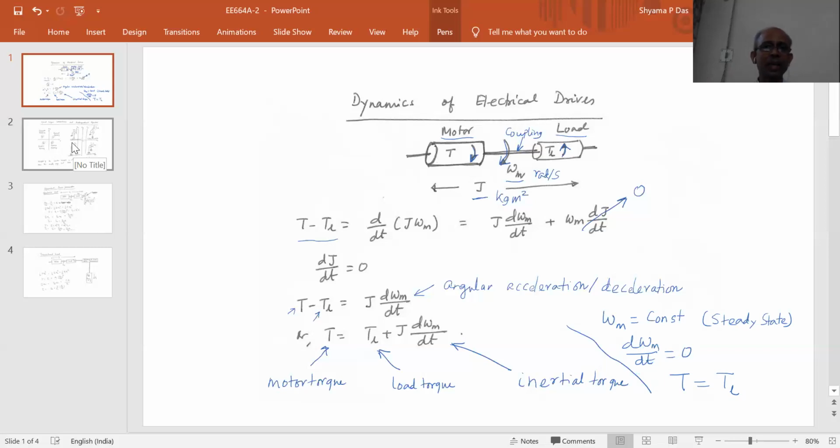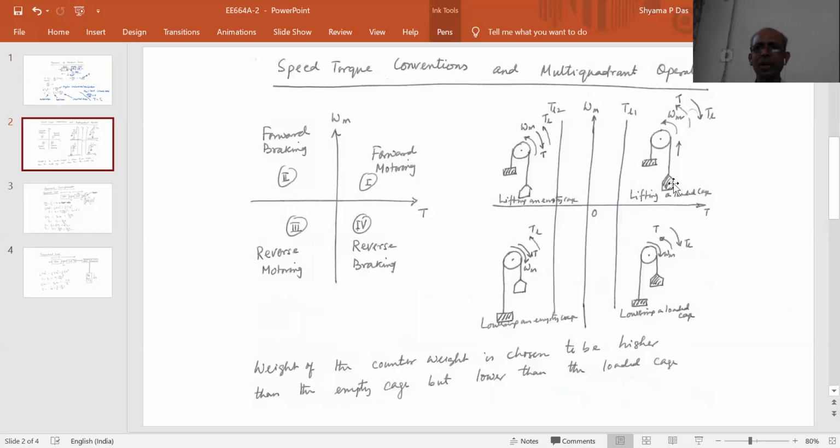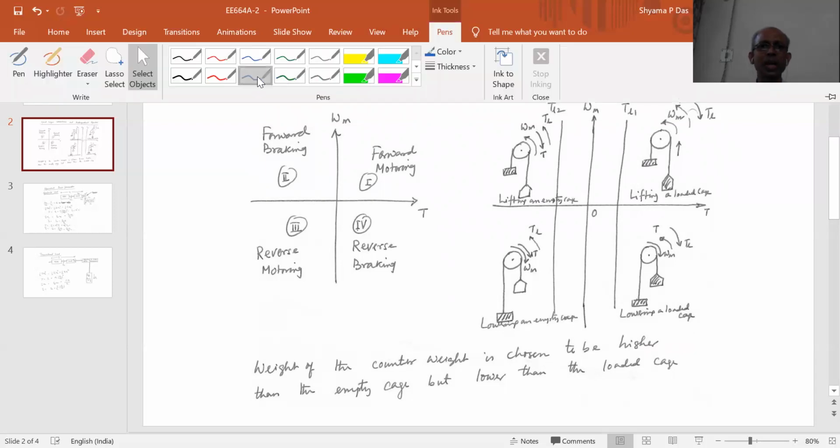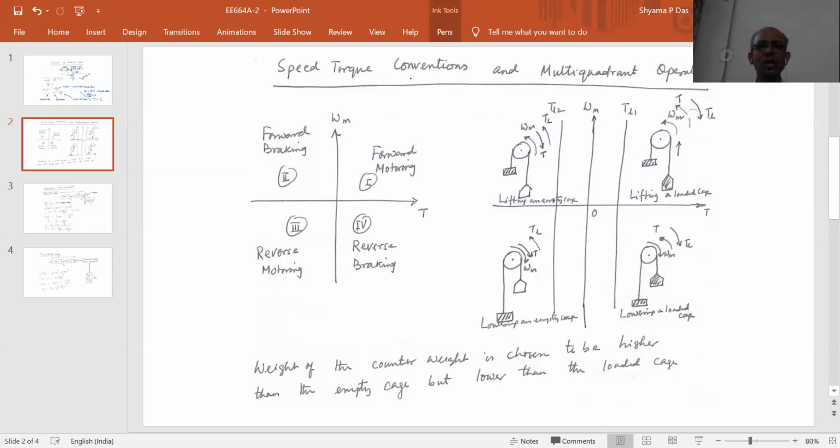Now, whenever we have the motor and the load, we have to understand some of the conventions. What are the conventions? The speed torque conventions. We will be discussing the speed torque conventions and multi-quadrant operation. What is the speed torque convention? We'll try to understand. And what do we mean by multi-quadrant operation? That also we need to understand.